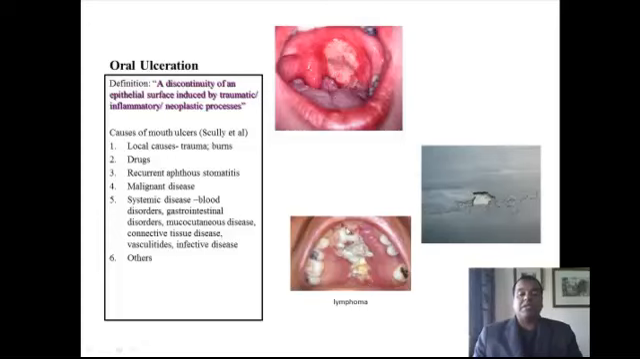Here what you have is a white central area which appears to be sloughy, with no erythema around, and this is a malignant ulcer compared to a recurrent aphthous stomatitis on the top.